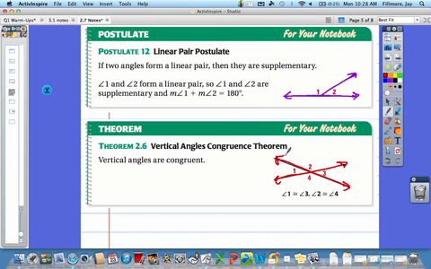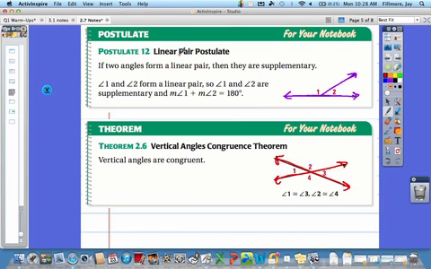And there's a proof somewhere we could look at to see why this is proven as true, how Euclid did this, but we're just going to accept it as a theorem because we know that it has already been proven. So now we can use Theorem 2.6, our vertical angles congruence theorem, and postulate 12, the linear pair postulate, in a proof. So we have more tools that we can use now.